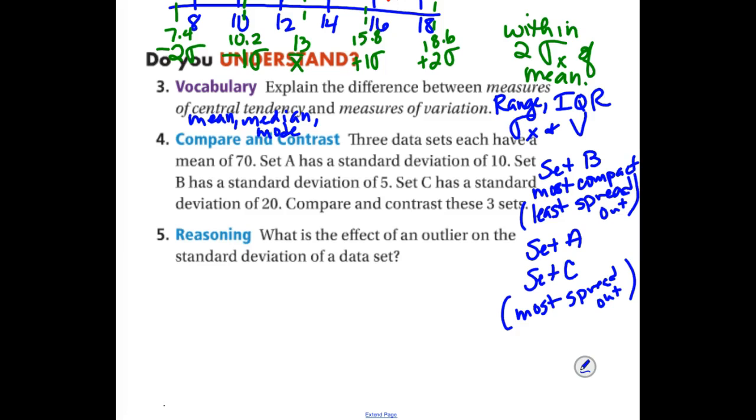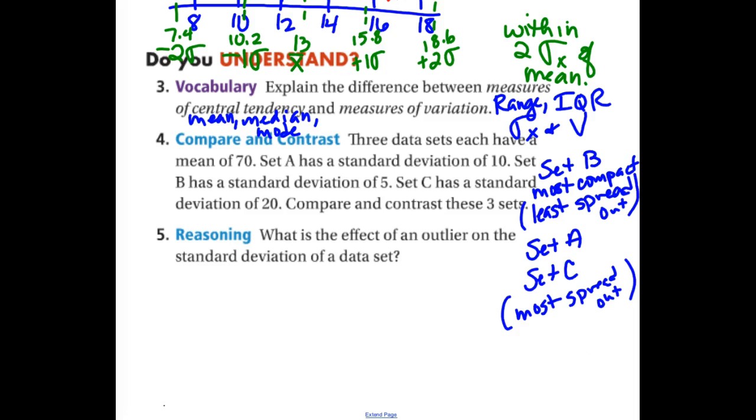Okay. Last question. What is the effect of an outlier on the standard deviation of a data set? So the other day we talked about whether we should count outliers in our data or not, use them in our calculations of our statistics or not. Would having an outlier affect the standard deviation? Yes, because the standard deviation is saying how far is my data spread out from the mean. The more spread out it is, the bigger my standard deviation is. Yes? So it definitely would affect that.